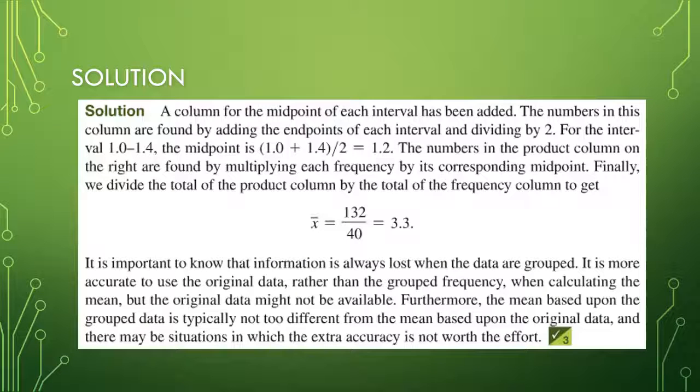All right, so really all we have to do is take the numbers. They've already added and multiplied everything for us. So we have 132 over 40, which is 3.3. And at the bottom they make this note.